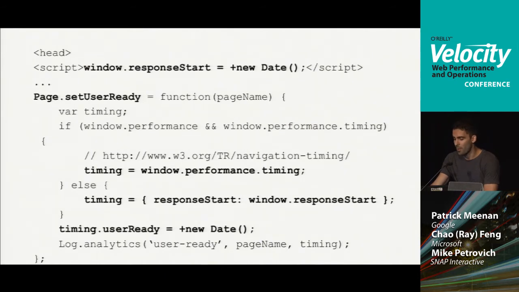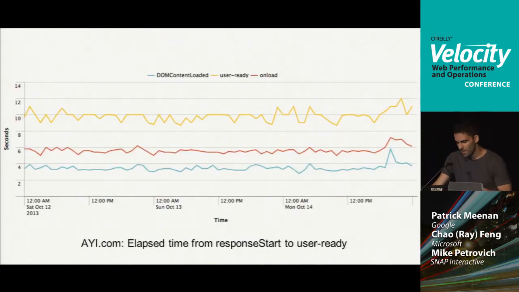So we did this with AYI, and this is what we got. There are 3 lines here. The bottom one in blue is DOM content loaded. Above that is onload, and it makes sense, onload usually takes longer. But then we see user ready way above that, from 6 to 10 seconds, which is crazy. 10 seconds for users to be able to use the site.